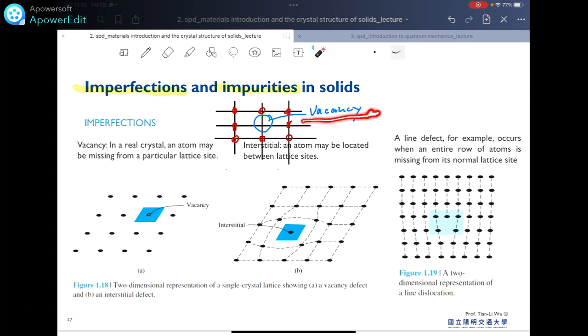That's a problem of the imperfections. Another one is what we call the interstitials. This means we have an atom in a place that we don't want, the atom is in the wrong place, and this is what we call the interstitials.